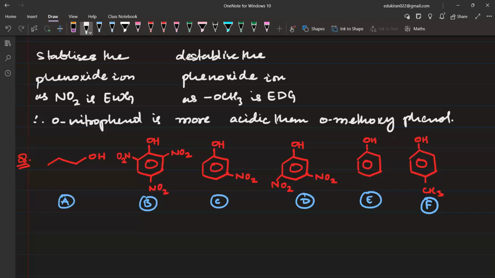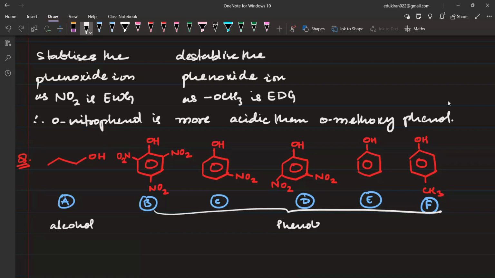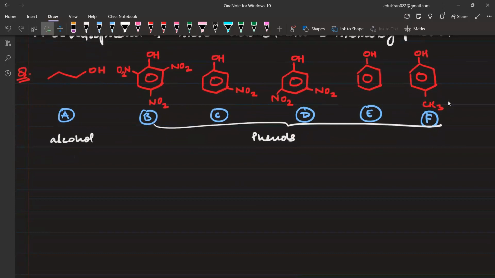Yes or no? Please tell me. Why? Only because this is an alcohol. Right? So this is the first level, alcohol, and all of these are what? All of these are phenols. So you don't even have to look between alcohol and phenol. You know that alcohols are less acidic than phenol. Okay? Now let us come to the next level, that is between B, C, D, E, and F. Then what do we have to see? Okay? Look carefully, everyone, please.